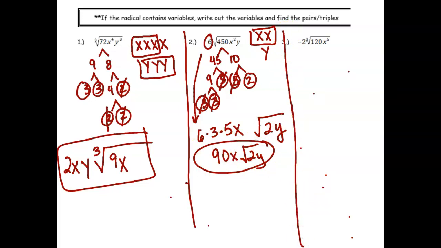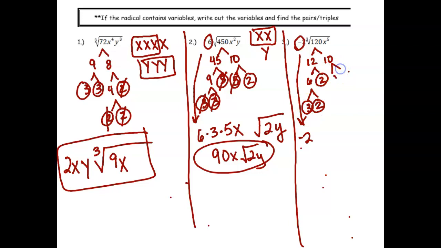Okay, so number 3, when we do that, we're going to look at the negative 2. We're going to bring it down. Okay, we've got 120, which is going to be 12 times 10. Let's do the prime factorization.